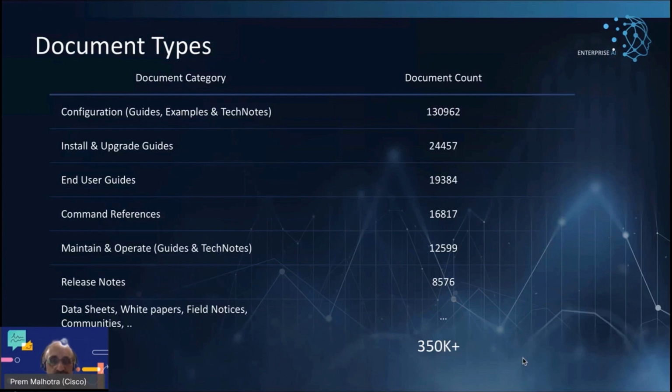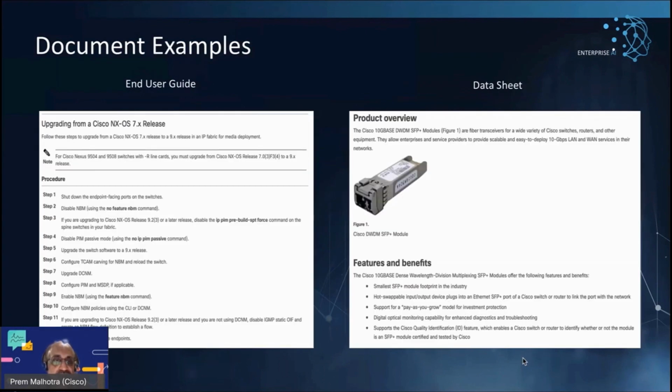The document types that we were addressing were of different kinds, ranging from data sheets to configuration guides and so on about our products, about 350,000 documents. Now, here are some examples. The two different kinds look very different. Now, what did we do?